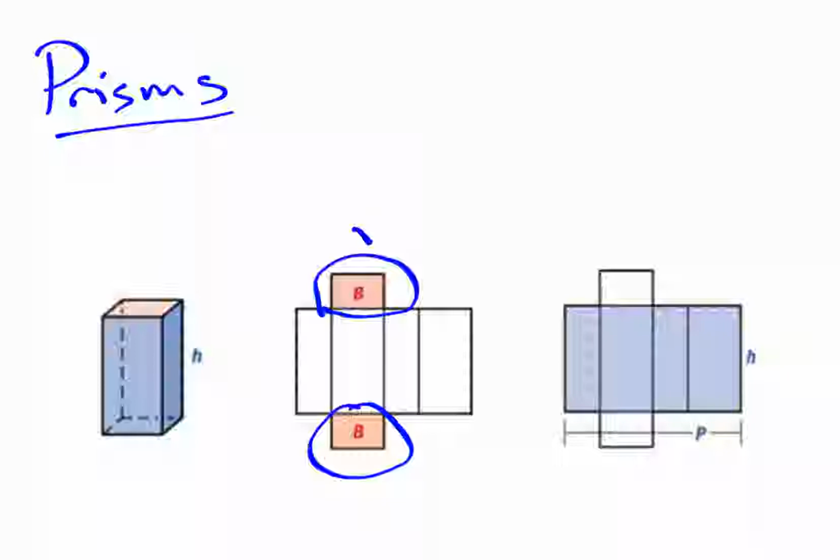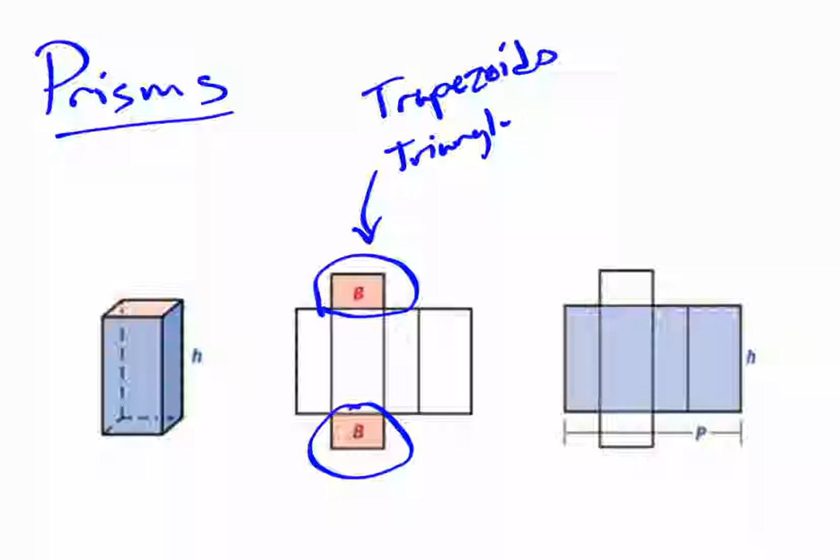But these two bases can really be almost any type of polygon that you desire. They could be trapezoids, they could be triangles, they could be hexagons. Really, any shape that you desire can be the bases, as long as it's a complete polygon.